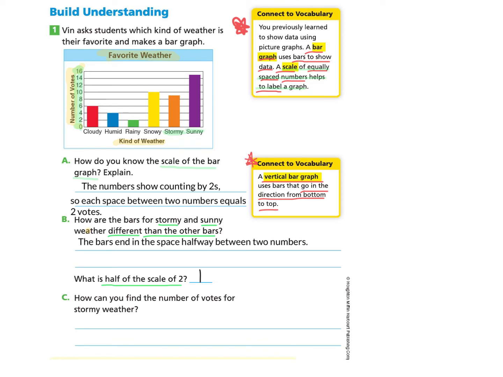All right, let's take a look at Part C. How can you find the number of votes for stormy weather? When I look at stormy weather, I see that it doesn't end here, which would be 10, and it doesn't end at the line before it, which would be 8. So it's halfway between 8 and 10, right here. So we can answer the bar ends halfway between 8 and 10, and halfway between 8 and 10 would be 9. So the answer is 9 votes.